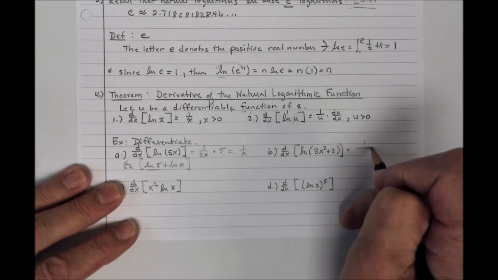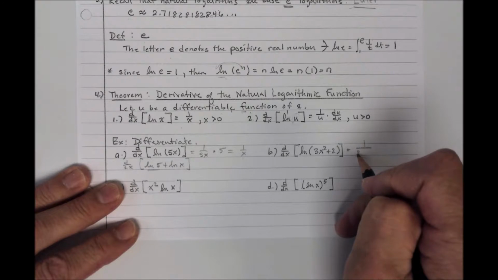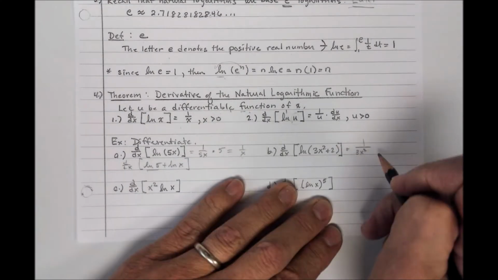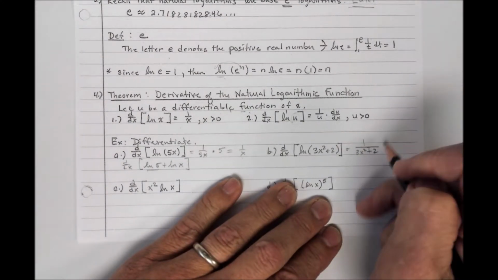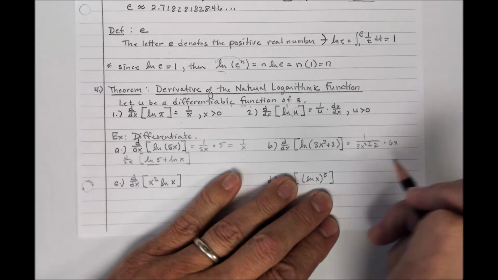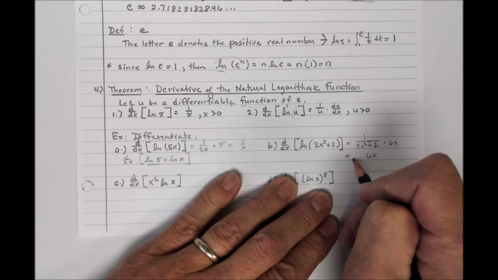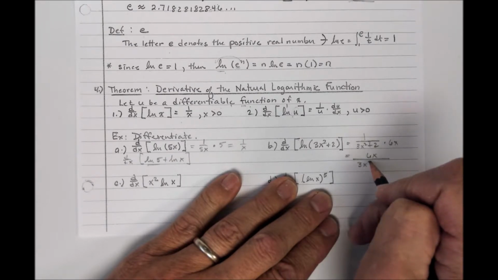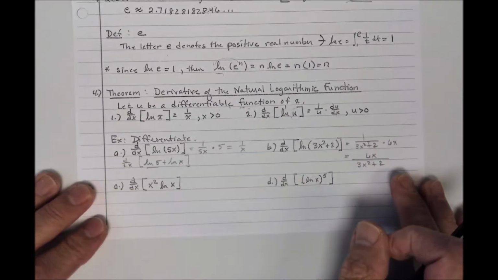This case here, this would be 1 over 3x squared plus 2 times, chain rule, the derivative of 3x squared plus 2, which is 6x. I'm going to write this as 6x all over 3x squared plus 2. It doesn't simplify. That's as far as I'm going to go.